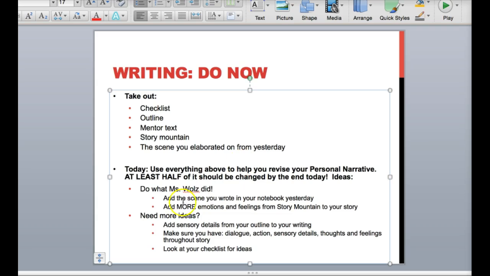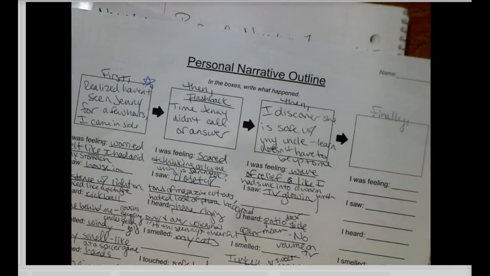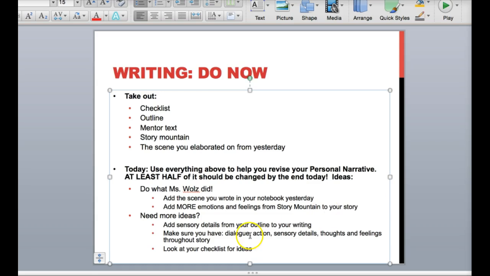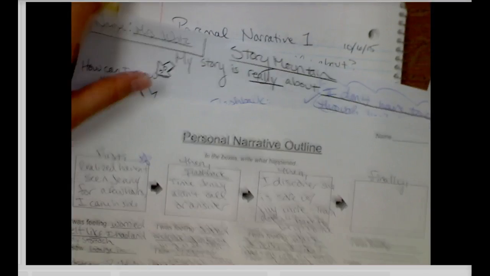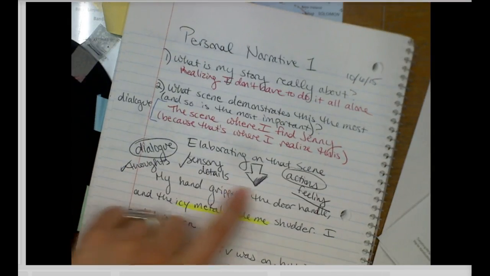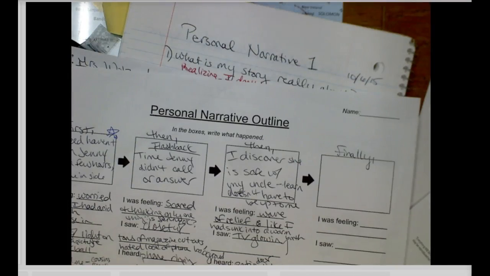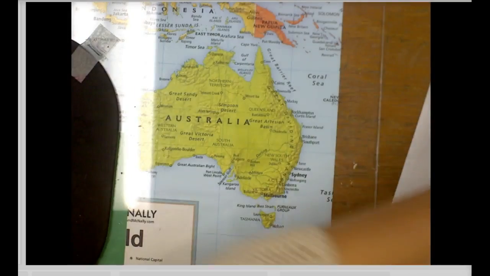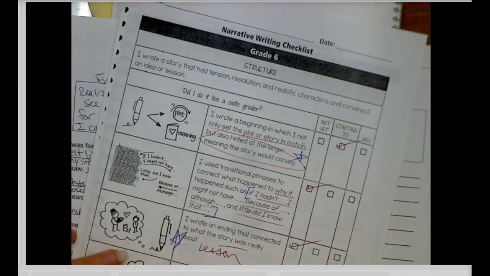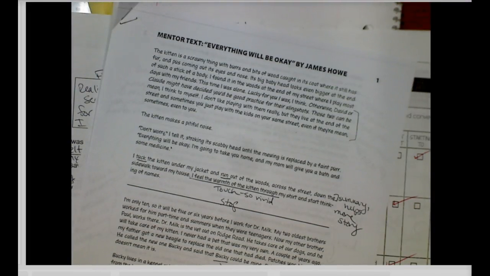And that's what's here on that PowerPoint: add more emotions and feelings from Story Mountain to your story. If you need more ideas, add sensory details from your outline, or you can make sure that you have dialogue, action, sensory details, thoughts, and feelings throughout the story, which you made a list of right here above your story. And then finally, if you got done with absolutely everything, you can take a look at your checklist or your mentor text to come up with some more ideas of how to make your story better.